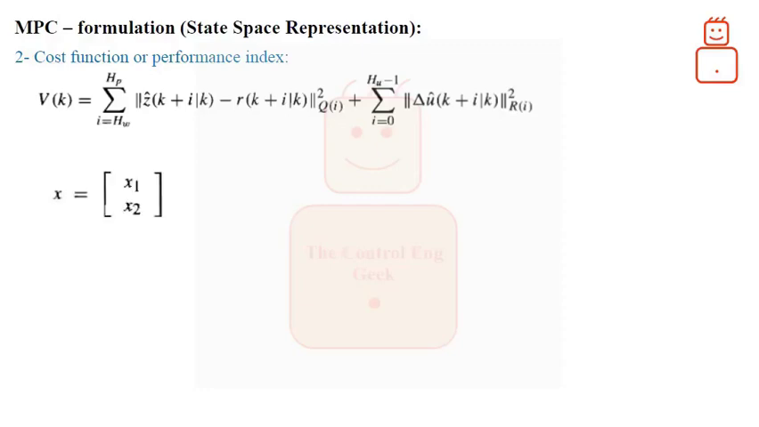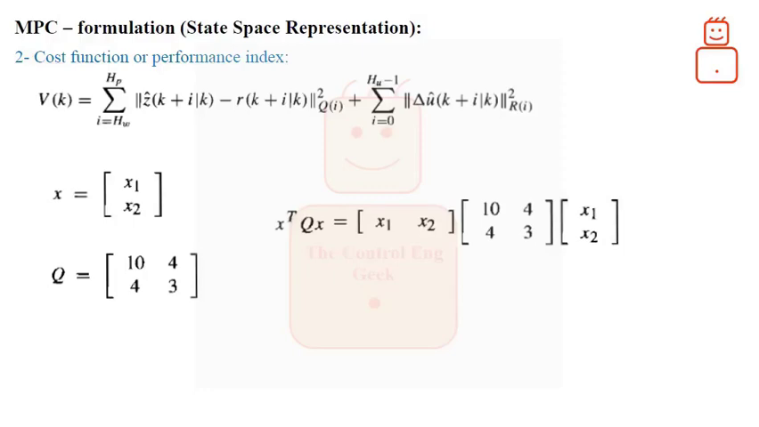Let the vector x have two items x1 and x2. Let also the matrix Q have the 4x4 items with values as shown. So the norm X transpose Qx can be written as, which through matrix and vector multiplications can be simplified as the following polynomial of x1 and x2.